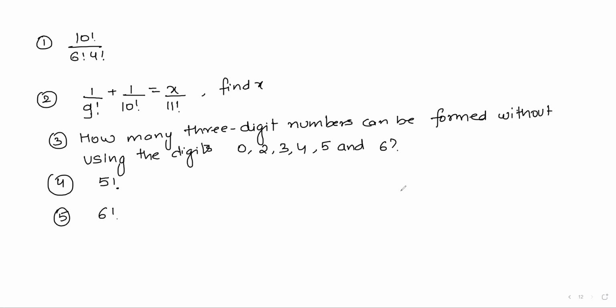Sir, first one is 1260. First one, 10 factorial by 6 factorial by 4 factorial. This one? Yes, sir. You told me 1760. No, sir. 1260. Okay. For this one? 1 second, sir.